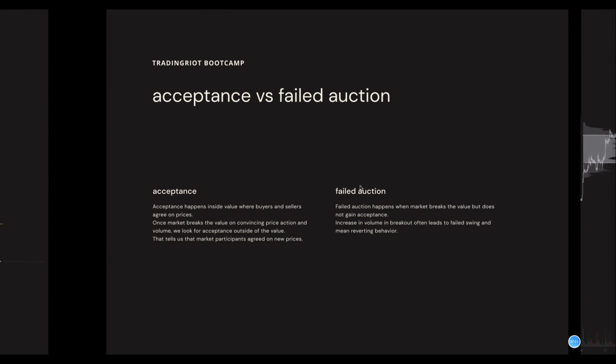The acceptance and failed auction: acceptance happens when buyers and sellers agree on prices inside the value. Once the market breaks the value on convincing price action and volume, we look at acceptance outside of the value. That tells us that market participants agree on new prices. The failed auction happens when the market breaks the value but does not gain acceptance. An increase in volume in a breakout often leads to a failed swing and mean reverting behavior.